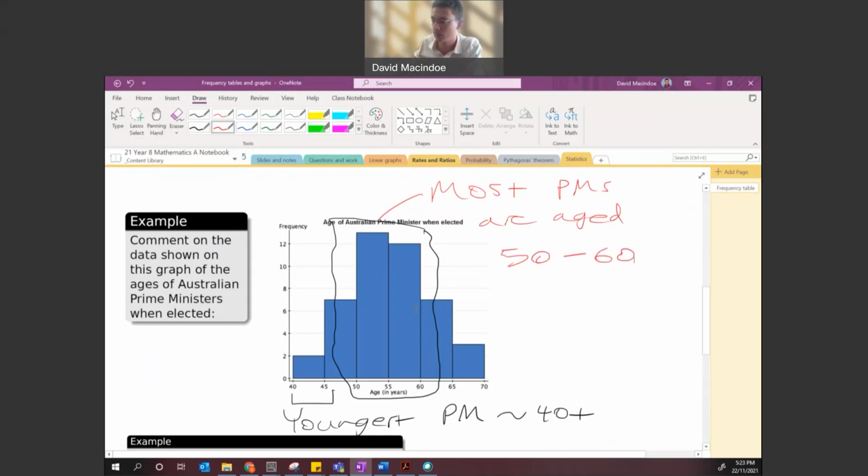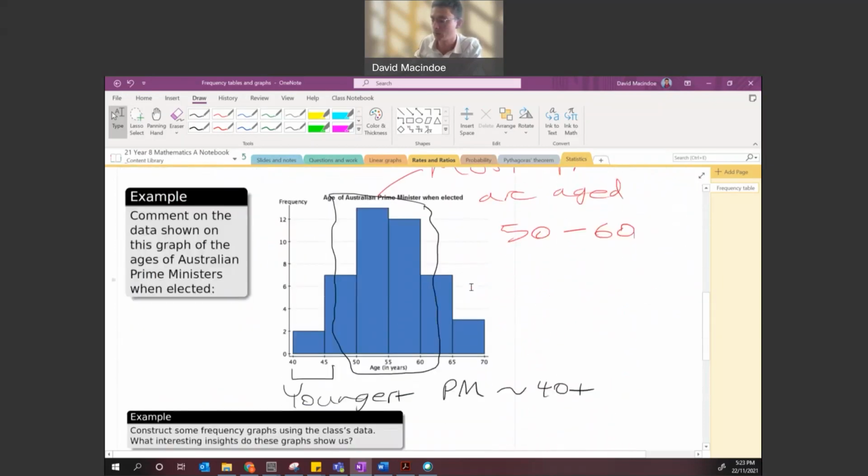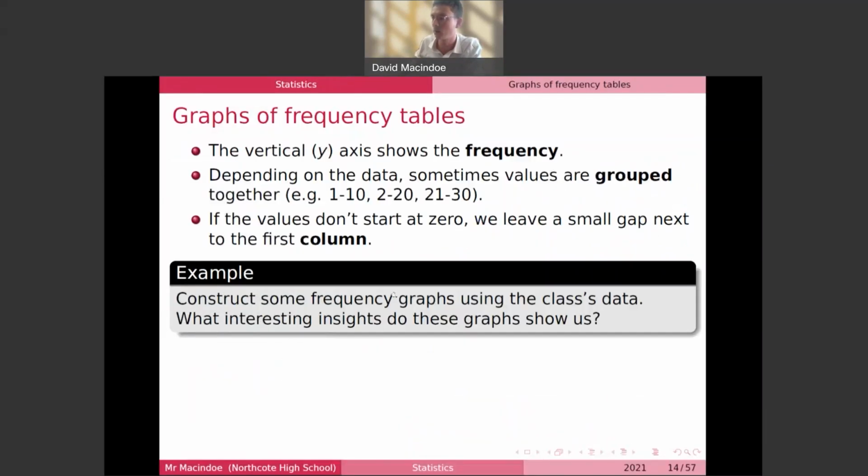You might realize that it's probably a more visual way to demonstrate these things than a table, especially one as shoddily drawn as mine there. So let's have a look at what we do with our graphs of frequency tables. They're relatively straightforward, especially if you've already got a frequency table ready to go. To turn it into a graph is not too hard. We put on the vertical, the y-axis, we show the frequency, yeah?